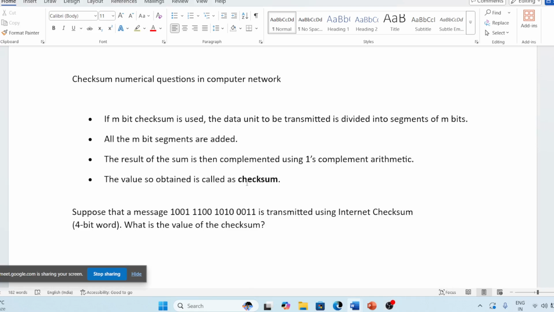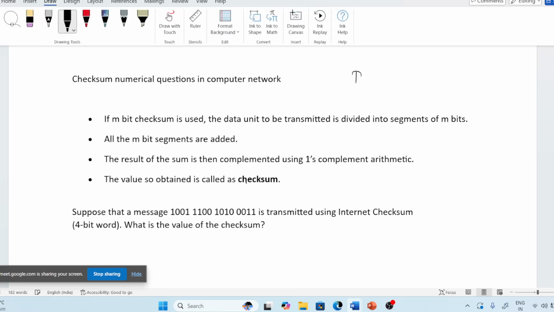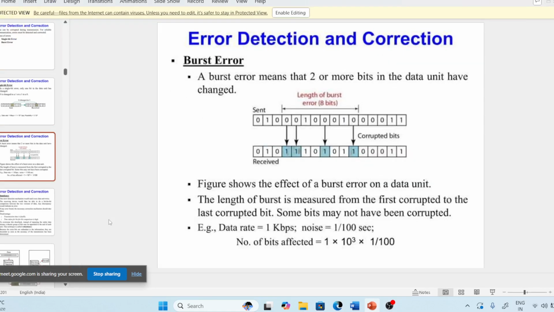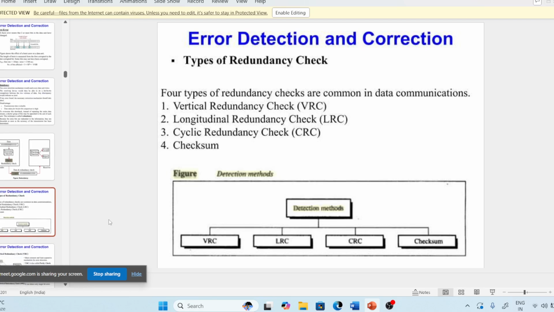Namaskar. In this class, we are going to see the checksum numerical and the questions asked in the GATE examination or in other examinations also. Whatever exam you are going to give related to IT, checksum is important here. We are going to see the numerical and how we can solve it, as we covered in our last class.